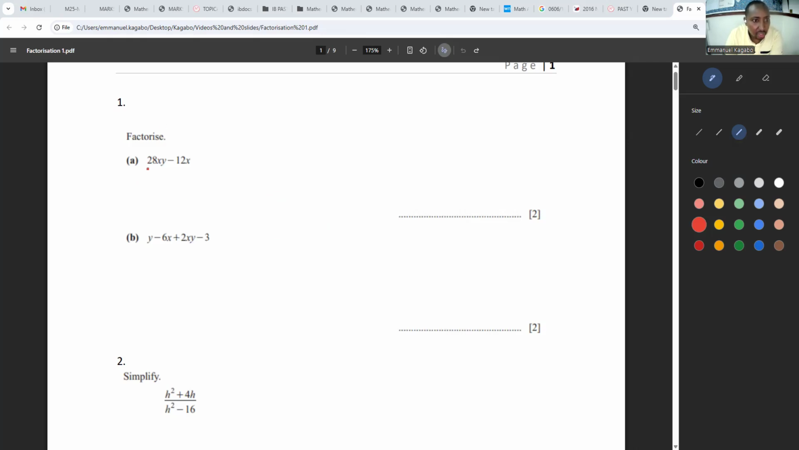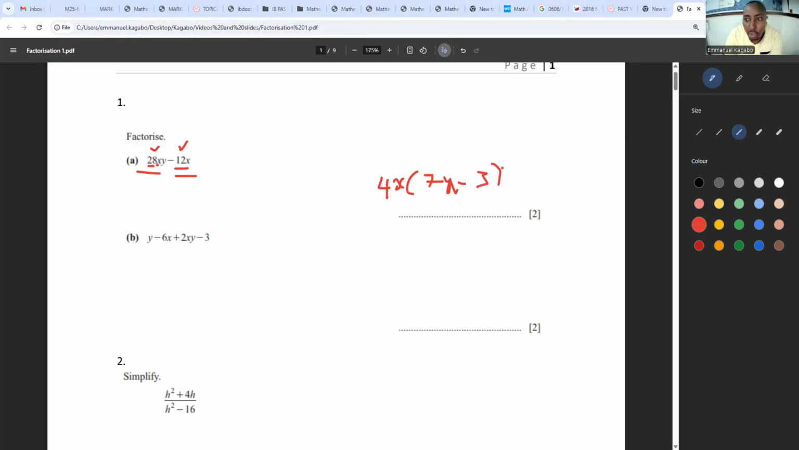So this is the first question. We are factorizing. Now, you have to see what's the common factor here. The highest number that divides 28 and 12 is 4. So it will be 4, and x is common as well. Do you see that? So it's going to be 4x. Now, what is 28xy divided by 4x? I will remain with 7y, minus 3, right?